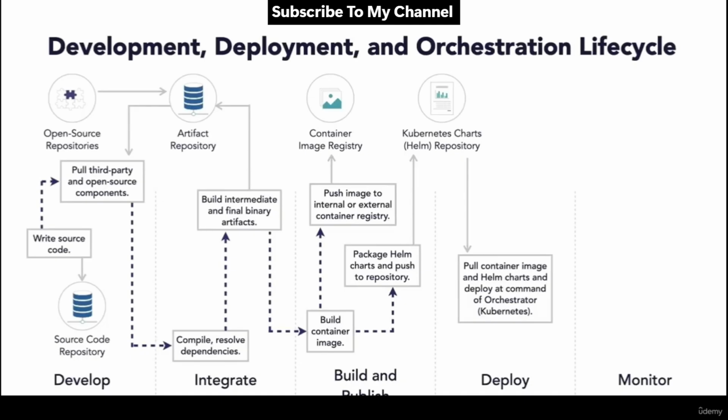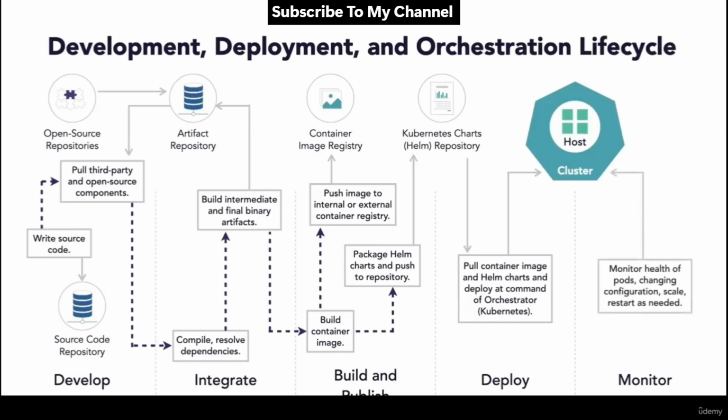The continuous deployment pipeline deploys the containerized application to a staging environment. The same pipeline may also perform automated security and functional tests before deployment. And finally, the pipeline deploys to a production environment by upgrading the Helm chart in the production cluster. From this point onwards, Kubernetes monitors the health of pods and nodes. It watches for any configuration changes and scales up or down or restarts as needed.